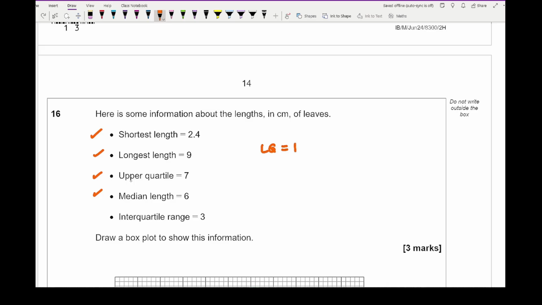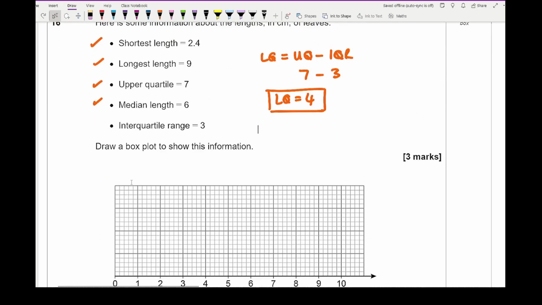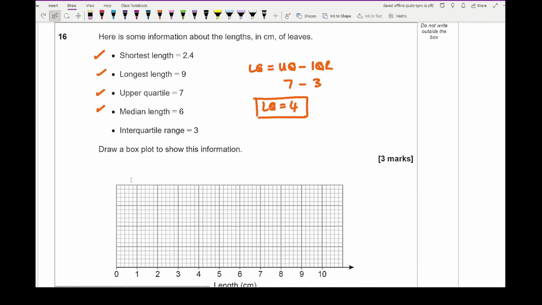Now the lower quartile can be worked out by doing the upper quartile minus the interquartile range. The upper quartile is 7, the interquartile range is 3, so that means that the lower quartile is going to equal 4. So all that's left for me to do is to enter those 5 bits of information into the axes. Now again, you need to be relatively neat with this.